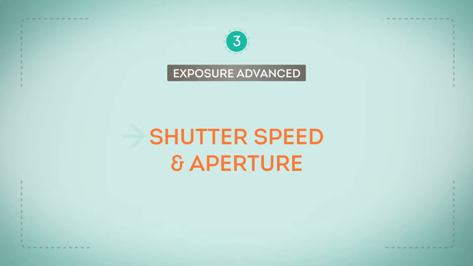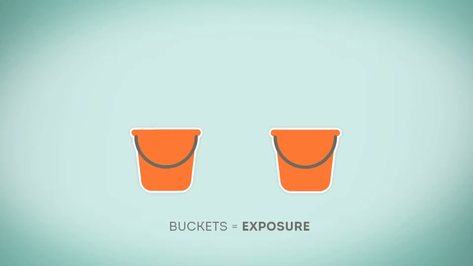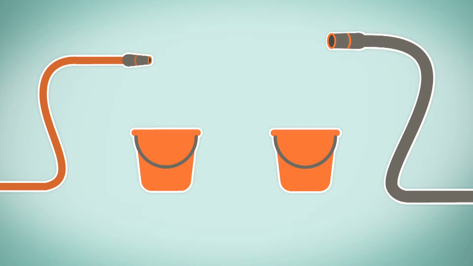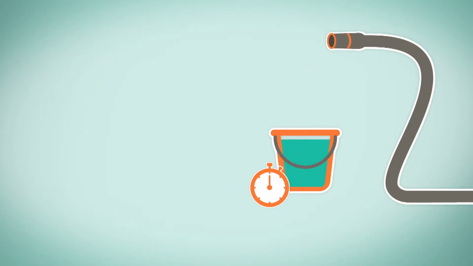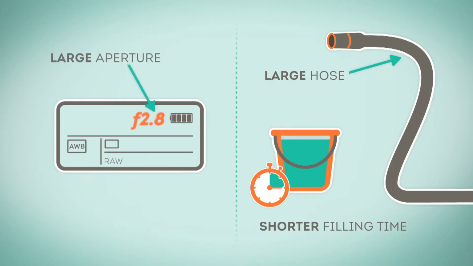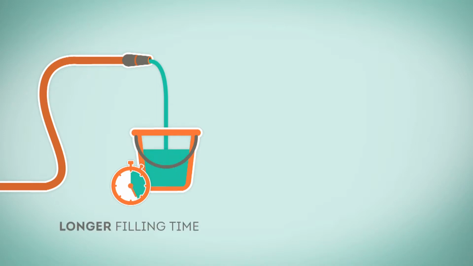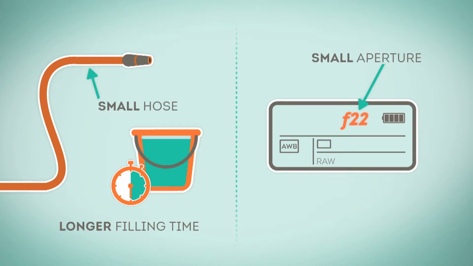To make things a little easier to understand, picture two buckets which we will call exposure. Now, a small hose and another large hose. Let's equate the size of each hose to the aperture. Now, let's fill each bucket with water and call the time to fill the bucket shutter speed. Using the large hose, we will fill the bucket faster, requiring a shorter filling time. In the same way that, with a large aperture, we get more light, requiring a shorter exposure time. And using the small hose, we will fill the bucket slower, requiring a longer filling time. In the same way that, with a small aperture, we get less light, requiring a longer exposure time.